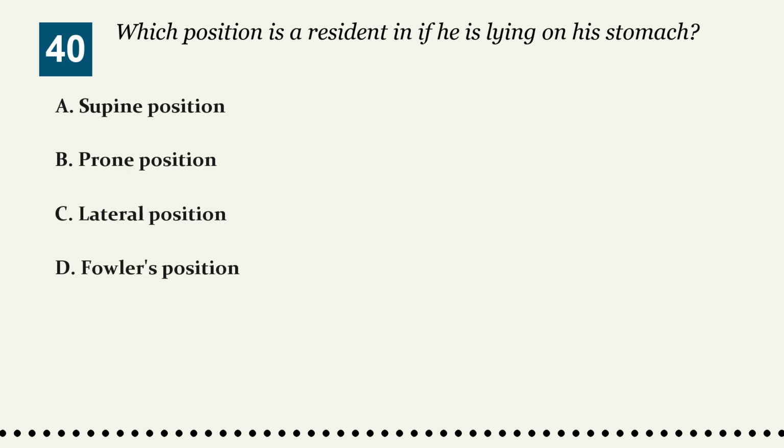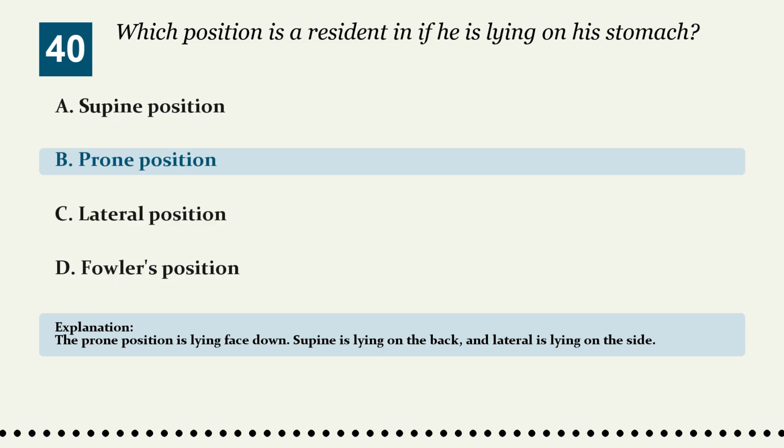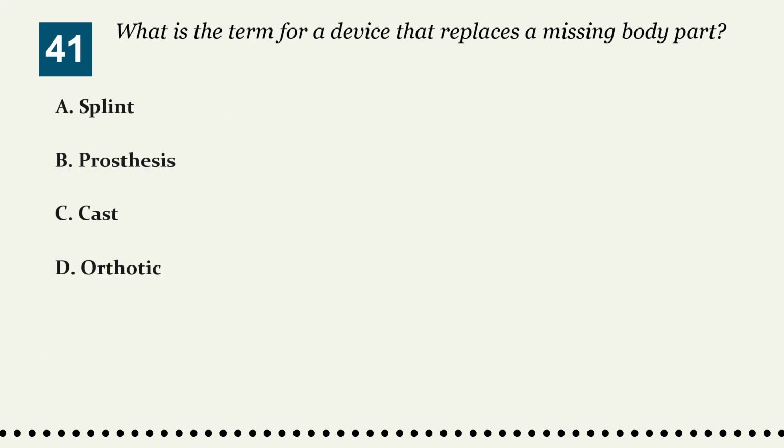Question 40. Which position is a resident in if he is lying on his stomach? Option A, supine position. Option B, prone position. Option C, lateral position. Option D, Fowler's position. The correct answer is option B. Prone position. The prone position is lying face down, supine is lying on the back, and lateral is lying on the side.